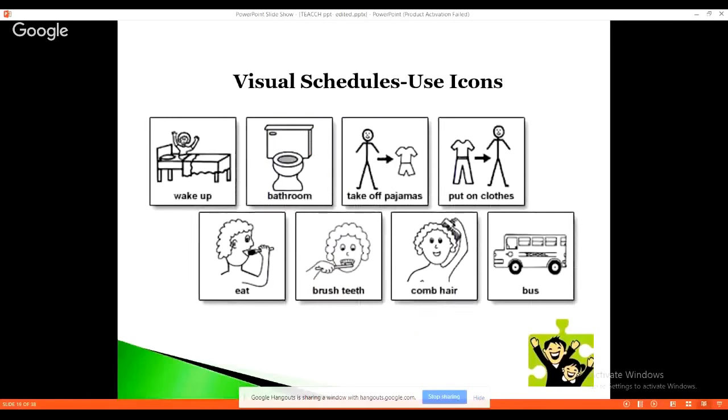Coming back to my screen, coming back to my slides, let me come here, and here I am, I think. Yeah, so visual schedules, we did that. Visual schedules using icons. This person has used 1, 2, 3, 4, 5, 6, 7, 8. I wouldn't use so many.